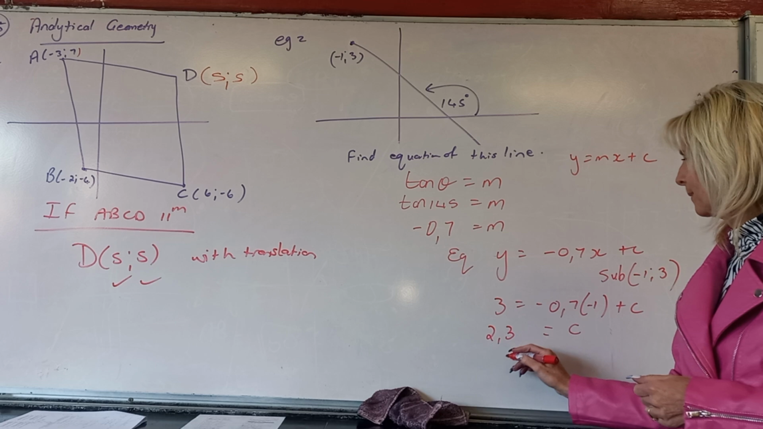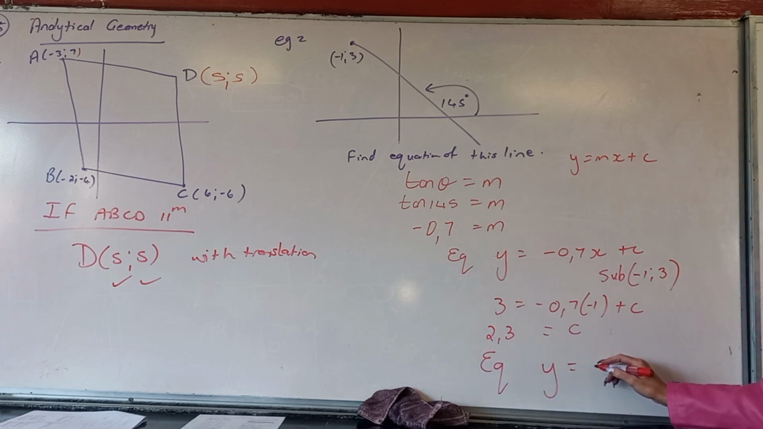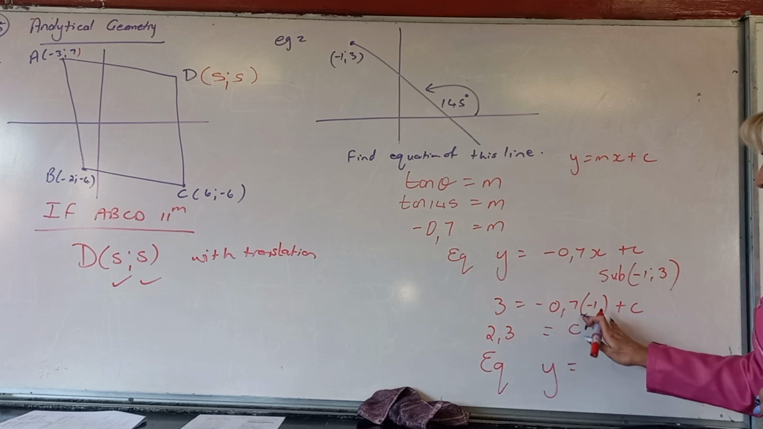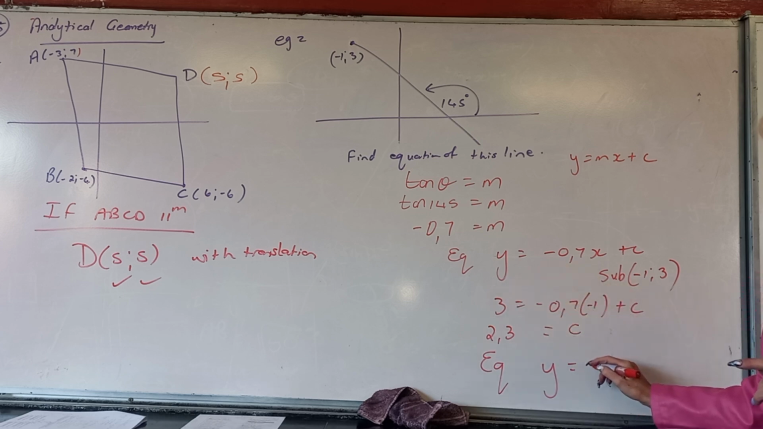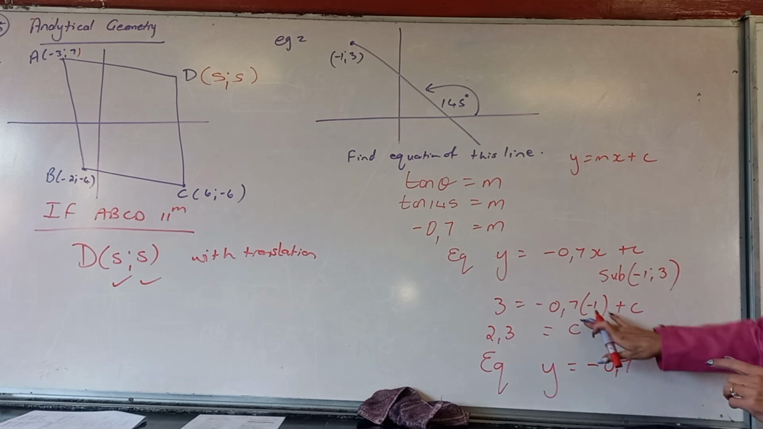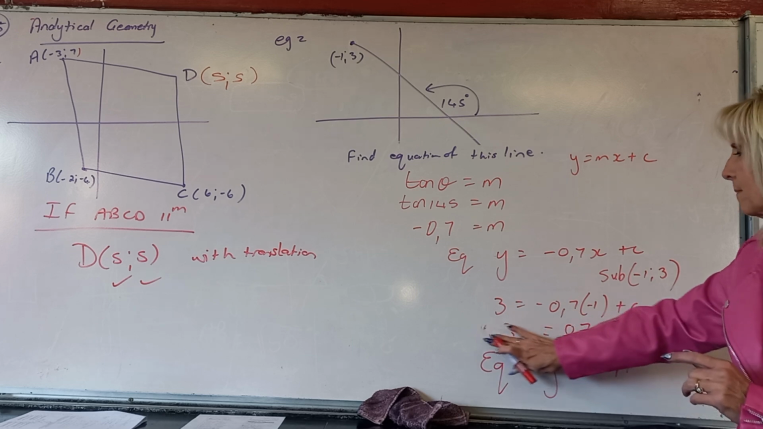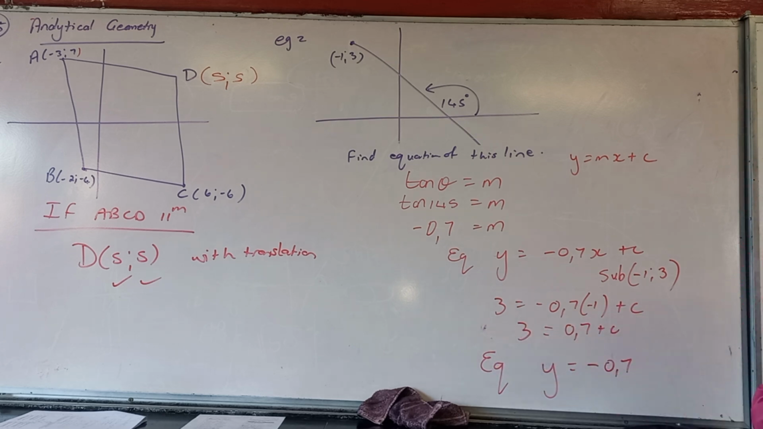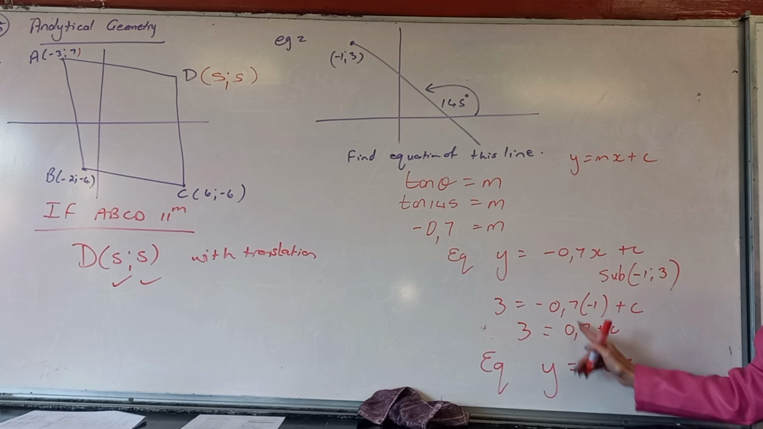Please check me. Right? 3,7 plus, but this is plus. And then minus. How do you get 3,7? Minus times a minus is a plus. It becomes a minus.